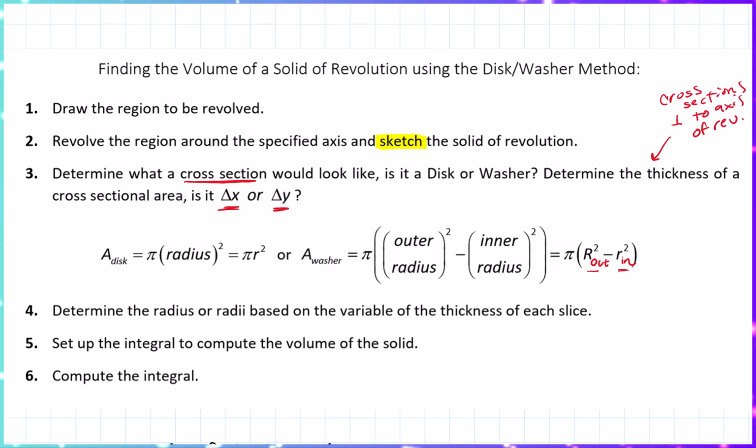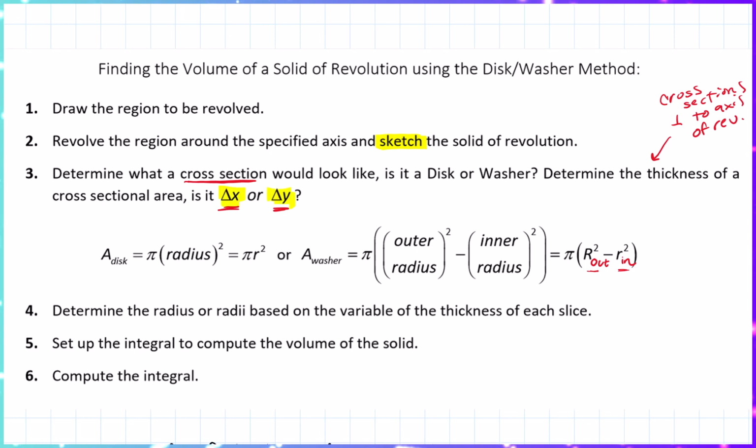Let's take a look at some more volumes of solids of revolution. Just as a reminder, I have projected again on the screen our process for finding the volume of a solid of revolution by determining whether a cross-sectional slice is either a disk or a washer, and then setting up the area of that cross-section function by identifying the radius, or radii if there is more than one radius for the washers, and determining if we are going to be integrating with respect to x or with respect to y by whether the cross-sectional thickness is a delta x or a delta y.